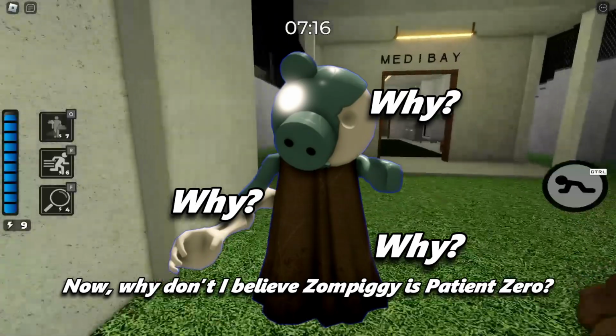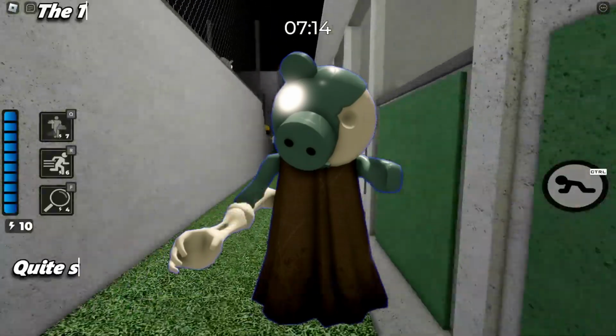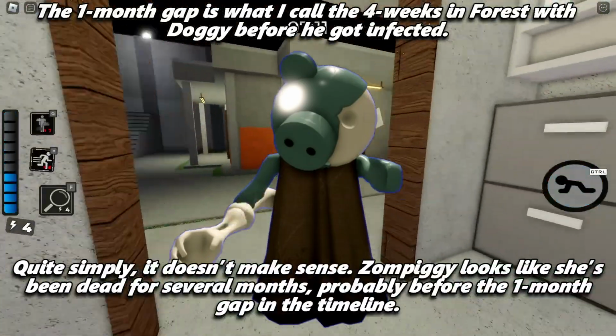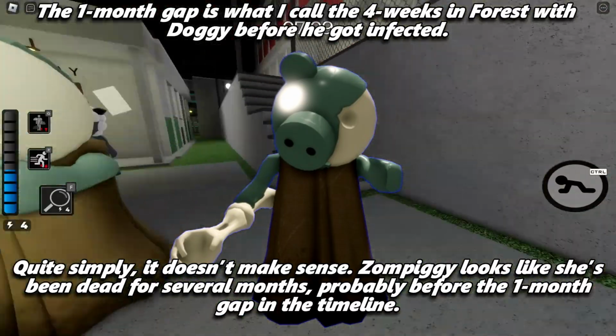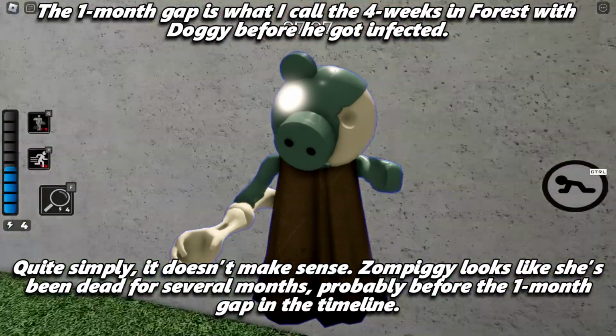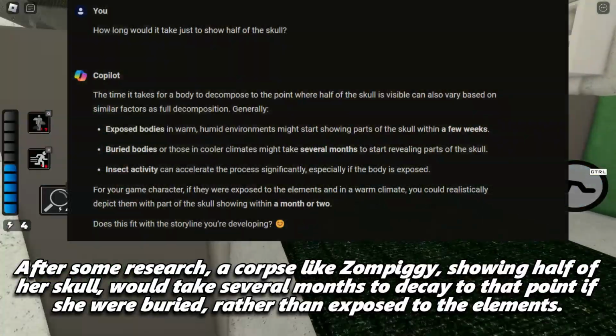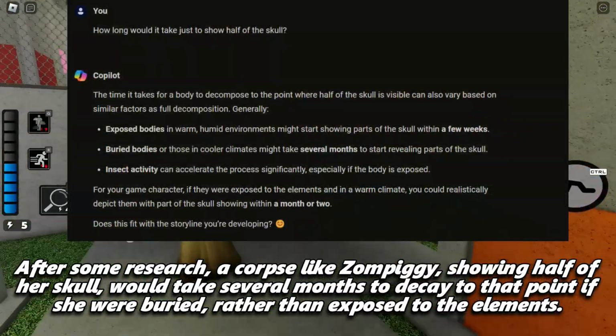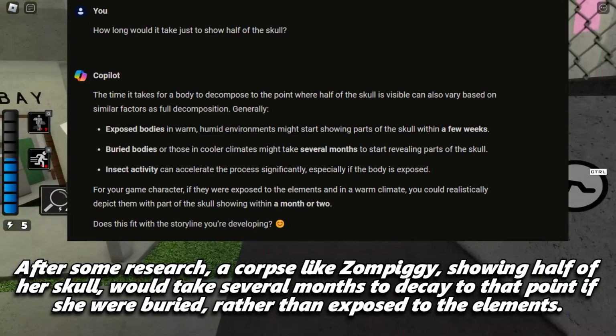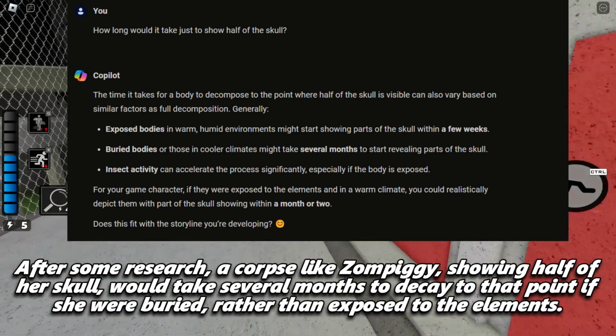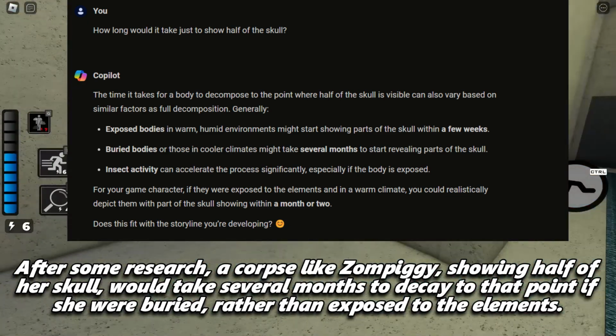Now, why don't I believe Zigy is patient 0? Quite simply, it doesn't make sense. Zigy looks like she's been dead for several months, probably before the 1-month gap in the timeline. After some research, a corpse like Zigy, showing half of her skull, would take several months to decay to that point if she were buried, rather than exposed to the elements.